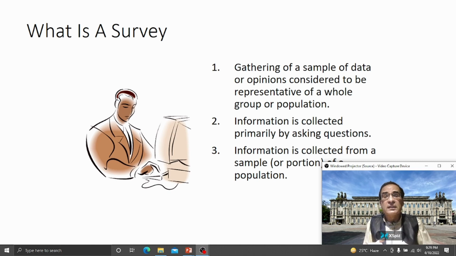Information is collected primarily by asking questions. So you design different types of questions in your survey form. Information is collected from the sample or portion of the population for conducting the survey. So it depends upon your resources. So I hope you have understood what a survey is.